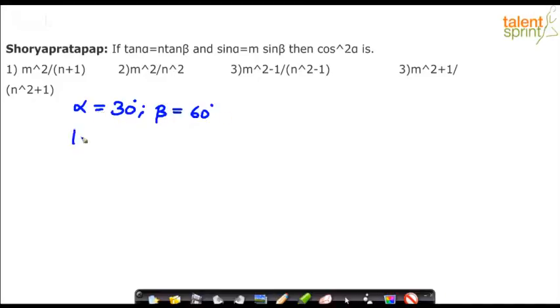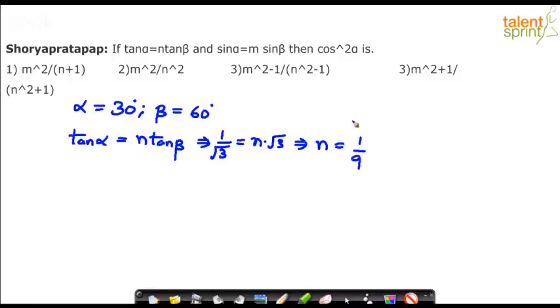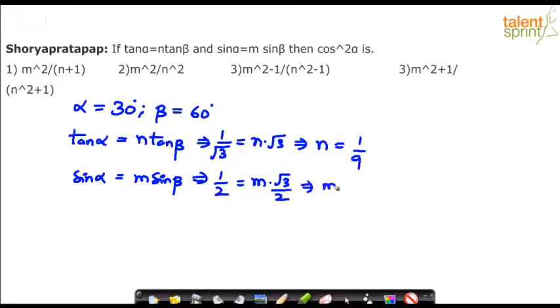So what happens? Tan alpha equals n tan beta implies 1 by root 3 equals n into root 3. From this, what's the value of n? 1 by root 3 into root 3, 1 by 3. Then he says sin alpha equals m sin beta. Substitute sin alpha, sin 30. Sin 30 is how much? 1 by 2 equals m into sin 60. Sin 60 is root 3 by 2. So what is the value of m from this one? 2 and 2 get cancelled, m will be equal to 1 by root 3.